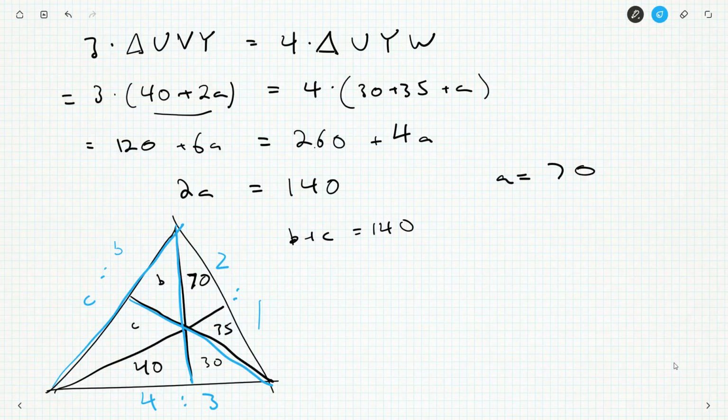But I know B to C is the same ratio as B plus 70 plus 35 to C plus 40 plus 30. Do I want to write that up anymore? I'd say it's clear, but what to do?